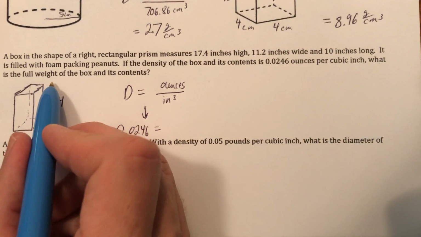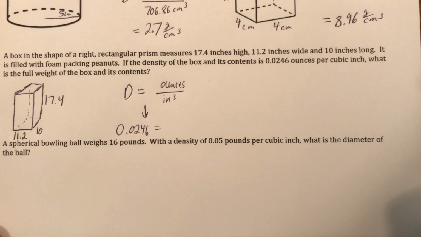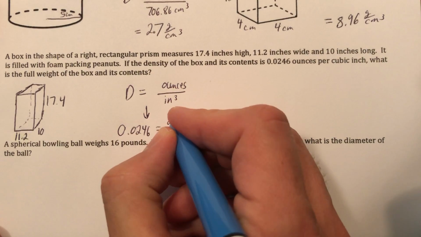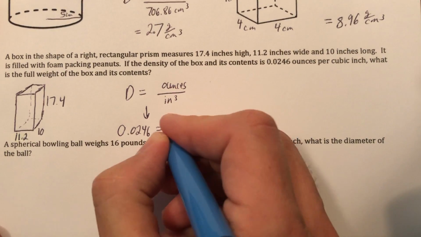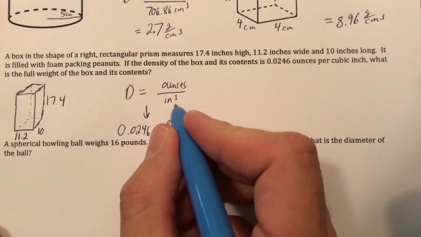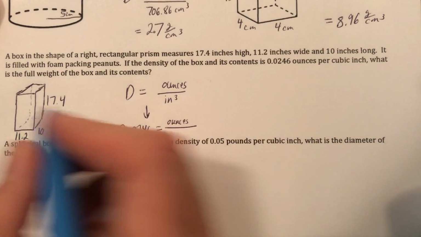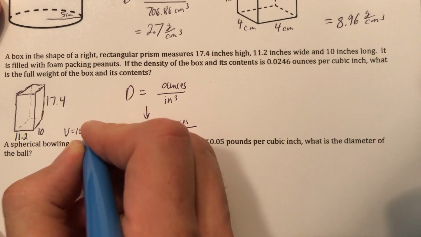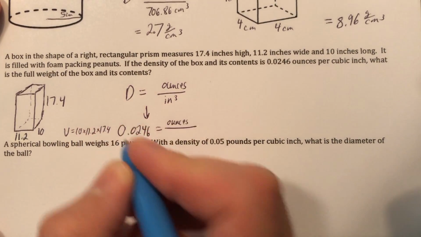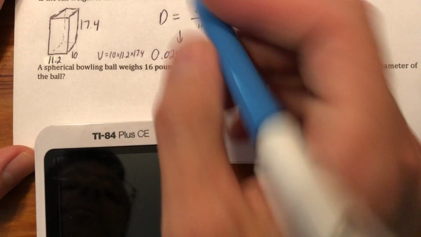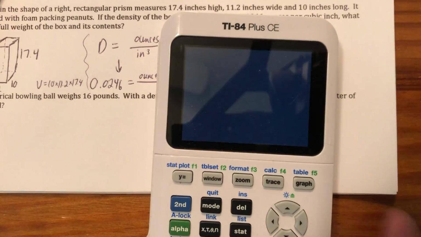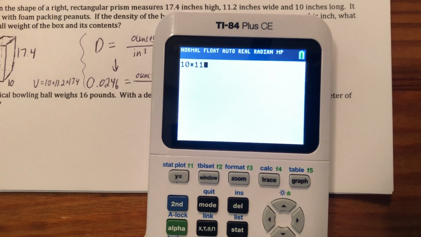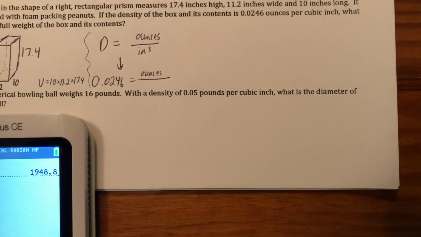And it says, what is the full weight? You could say, what is the mass, if you wanted to use that word. Within this context, I think we could interchange them. I'm going to call that ounces. And what I don't know, but I'm about to find out, is the volume of this thing. And the volume of it is just going to be super easy. So the volume is just going to be 10 times 11.2 times 17.4. Doesn't matter what order I multiply those in. I ran out of room. There we go. So here goes. 10 times 11.2 times 17.4, and I get 1948.8.